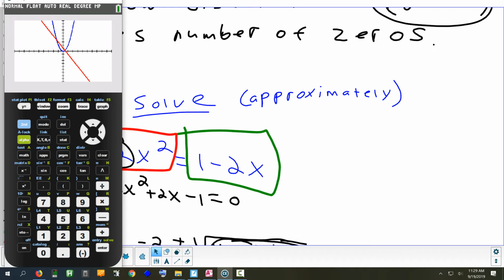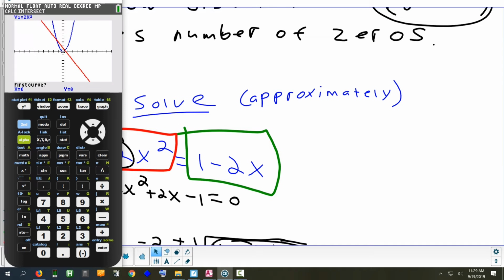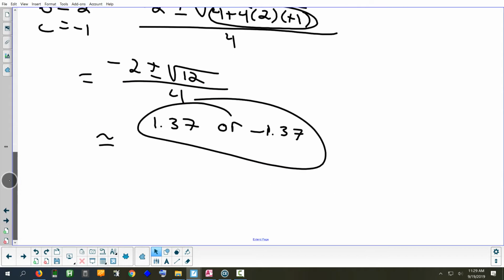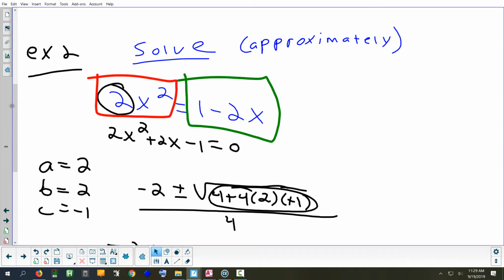Eric? Trace button. Alright, so you could kind of trace, but it won't give you an exact answer. It would kind of give you an answer that's close. How can I get an exact answer? There's something built in. The second trace, yep. And then what? Intersect, yep. So, pick a point on the blue, the red, do your guess. Negative 1.37. It's exactly what I got using quadratic formula. The other answer, I think it was positive, I don't remember exactly what it was. Positive 1.37. So any questions on that?